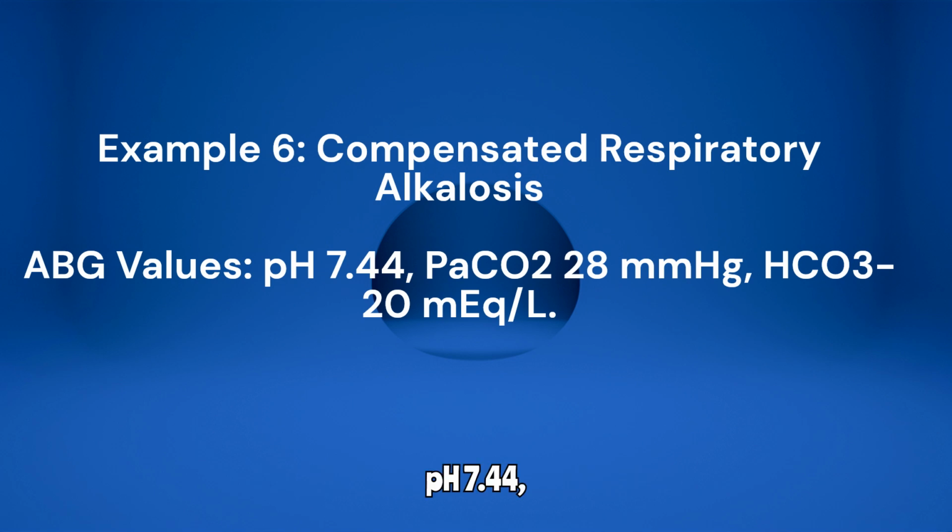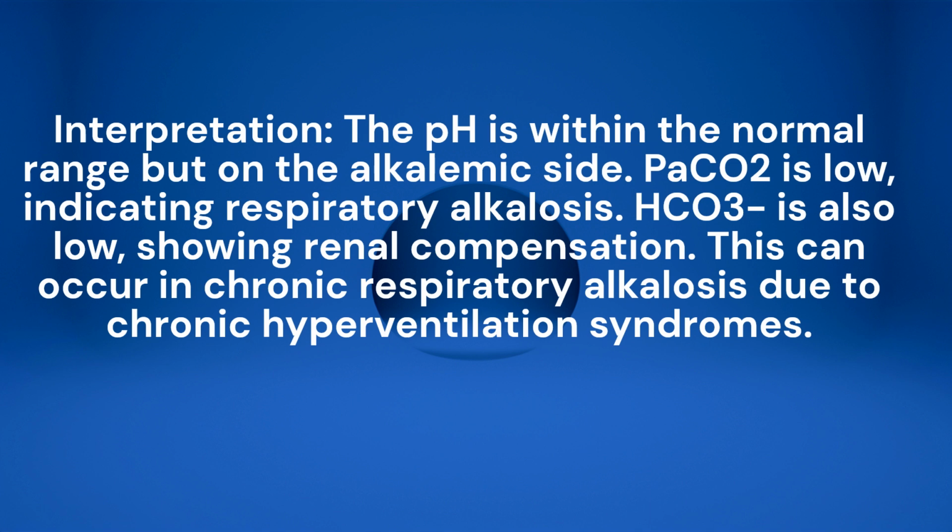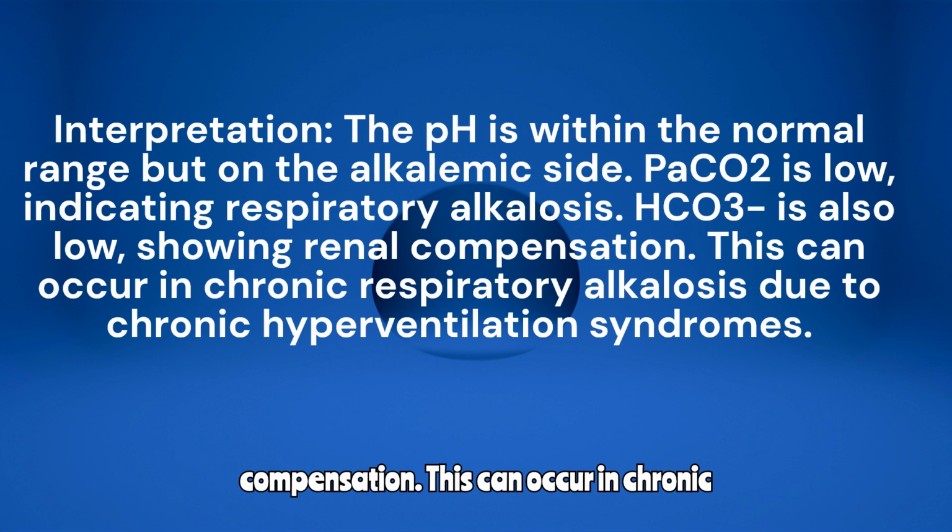Example 6, compensated respiratory alkalosis. ABG values: pH 7.44, PaCO2 28 mm of mercury, HCO3 20 milliequivalent/L. Interpretation: the pH is within the normal range but on the alkalemic side. PaCO2 is low, indicating respiratory alkalosis. HCO3 is also low, showing renal compensation. This can occur in chronic respiratory alkalosis due to chronic hyperventilation syndromes.